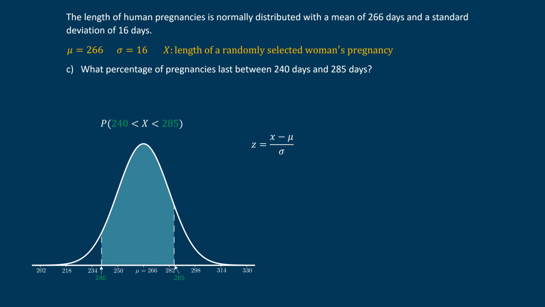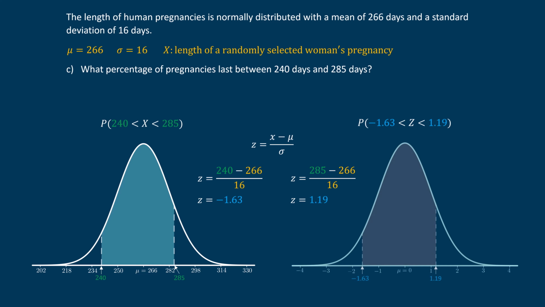Let's compute the z-score that corresponds to 240 first by plugging in the information. Using a calculator, we get a z-score of negative 1.63 rounded to 2 decimal places. Similarly, applying the z-score formula to 285, we get z equals 1.19. Now we can express the probability that x is between 240 and 285 as the probability that z is between negative 1.63 and 1.19. The graph associated with this probability is shown below.